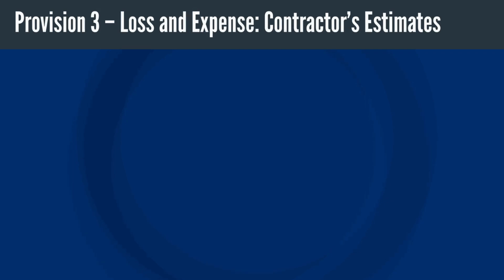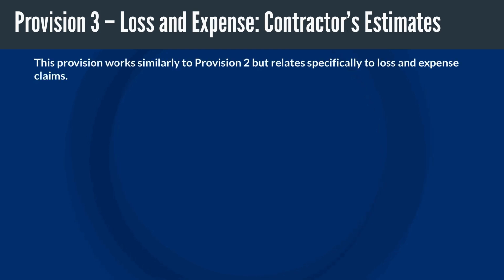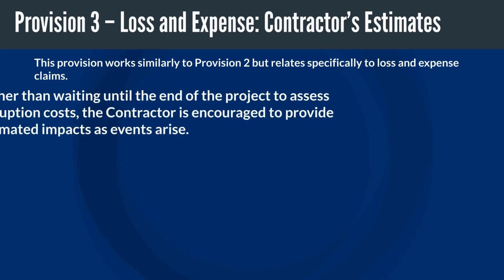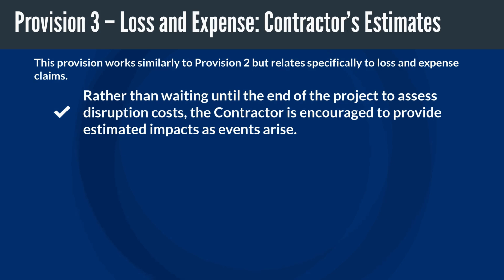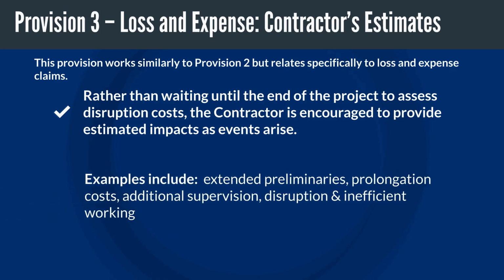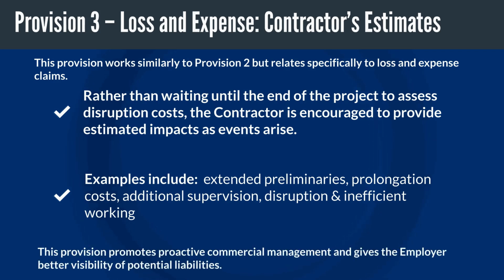Supplemental Provision 3. Loss and expense contractor's estimates. This provision works similarly to Provision 2, but relates specifically to loss and expense claims. Again, rather than waiting until the end of the project to assess disruption costs, the contractor is encouraged to provide estimated impacts as they arise. Examples may include extended prelims, prolongation costs, maybe additional supervision, inefficient working, or disruption. This provision promotes proactive commercial management and gives the employer better visibility of potential liabilities.